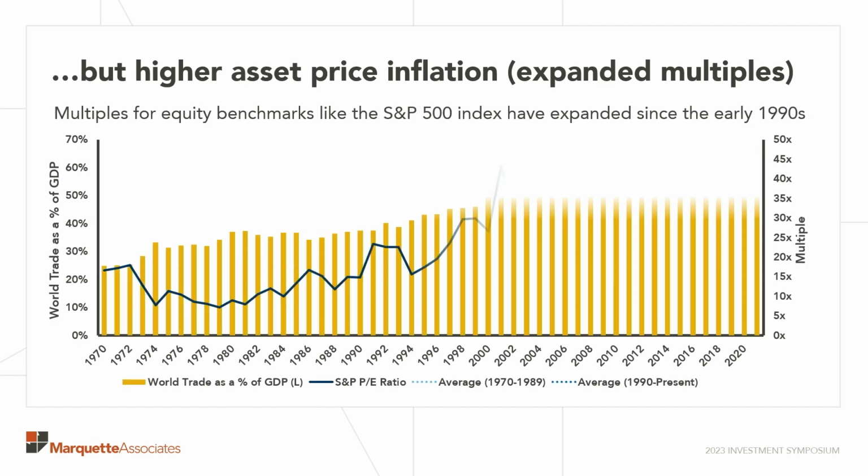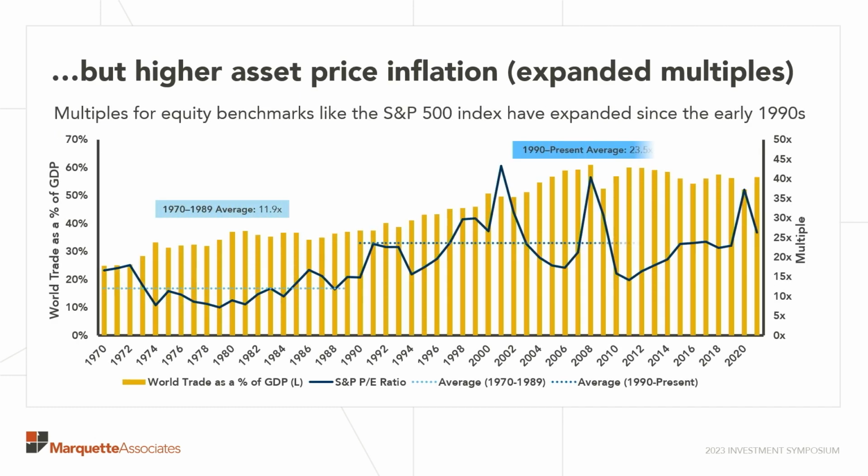So globalization may not have led to goods and services price inflation, but what it likely did contribute to is asset price inflation, specifically within equity markets. From 1970 to 1989, the S&P 500 traded at about 12 times earnings, but from the early 90s up to 2021, that number was closer to 23, 24 times.